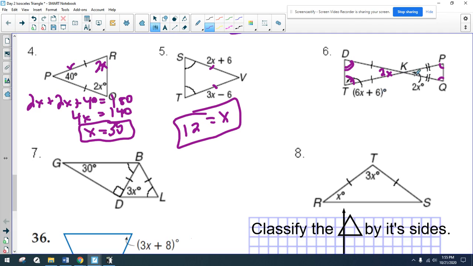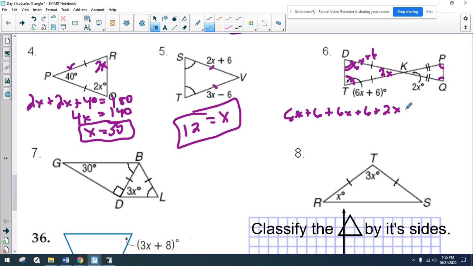Okay, so in this case, I'm going to use the vertical angle and use the 2x. I know that those are equal to each other. So this one is 6x and 6. This one is 6x and 6. So my equation, I'm going to add all 3 of those. That's supposed to be an x.